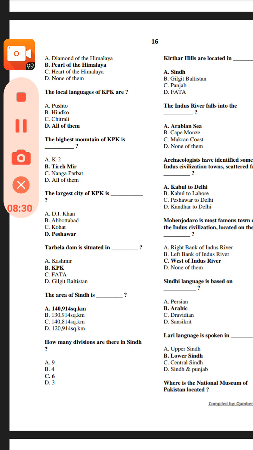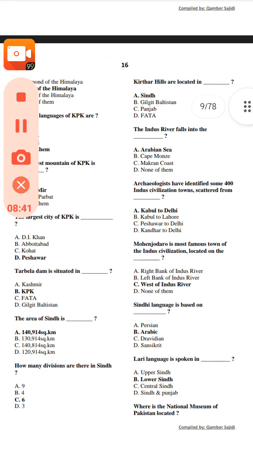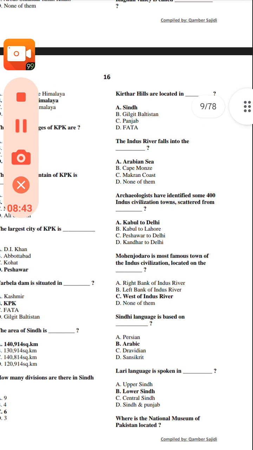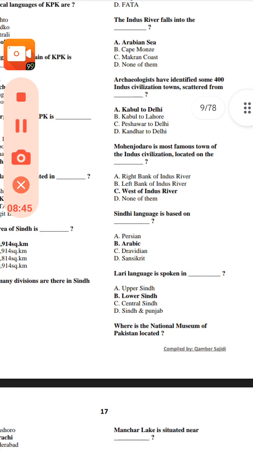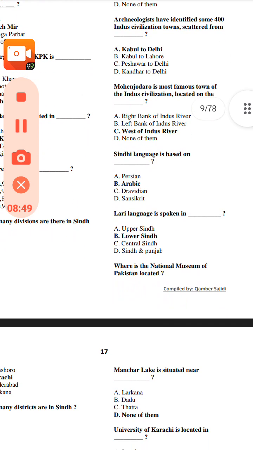The area of Sindh is 140,914 square kilometers. How many divisions are in Sindh? 6. The Kirthar Hills are located in Sindh. The Indus River falls into the Arabian Sea.